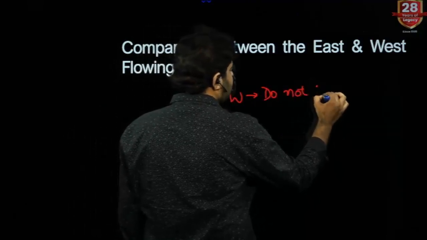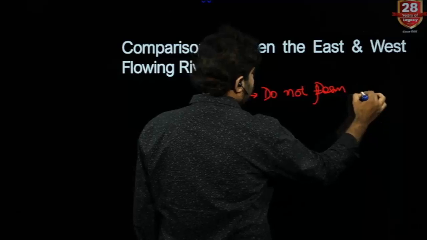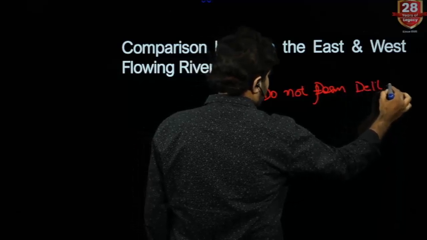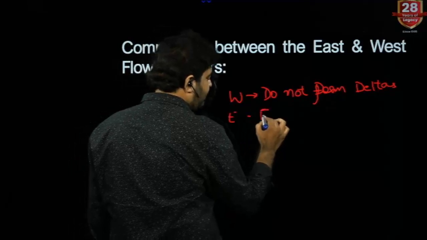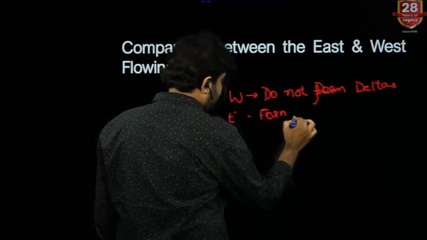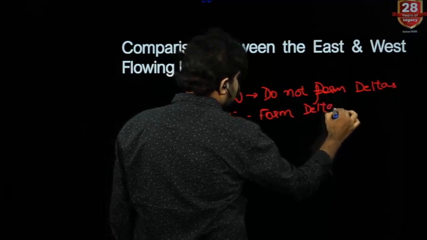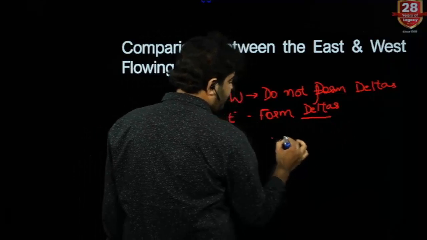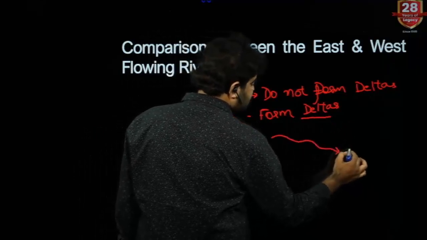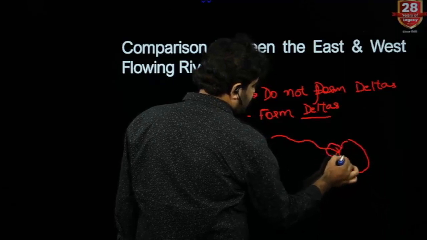West flowing rivers do not form deltas, whereas east flowing rivers do form deltas. Now let's understand the meaning of delta. Delta means where the river meets the sea, that place is called delta.